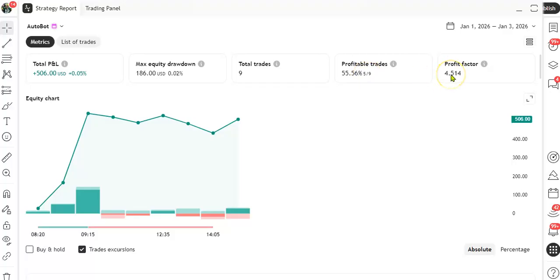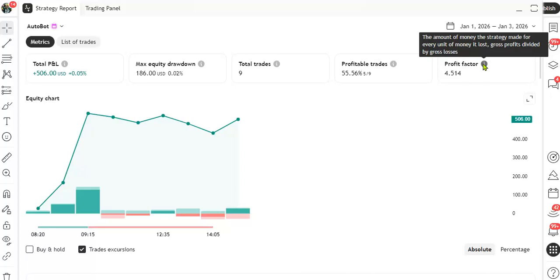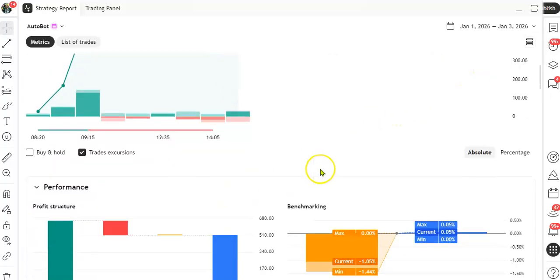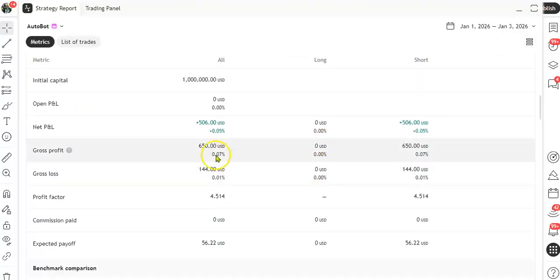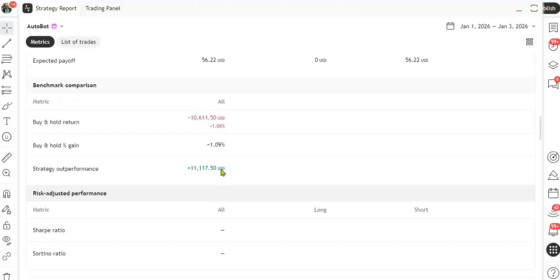But look at this profit factor, 4.5. If you know what the profit factor is, that means for every dollar you put in or risk, this is what you can expect to return. 4.5, that's huge. Now, if you go down here, you can see the metrics. I had a gross profit of $650, and $144 in losses. But here's the beauty of it.